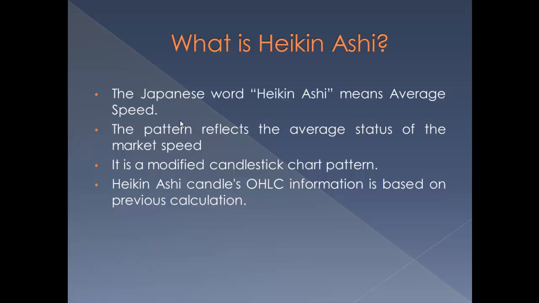So the first question that comes to our mind is, what is Heikin Ashi? The Japanese word Heikin Ashi means average speed. So the Heikin Ashi pattern reflects the average status of the market speed, and it is a modified candlestick pattern. Heikin Ashi candles' OHLC information, OHLC means open, high, low, close information, is based on previous calculation.